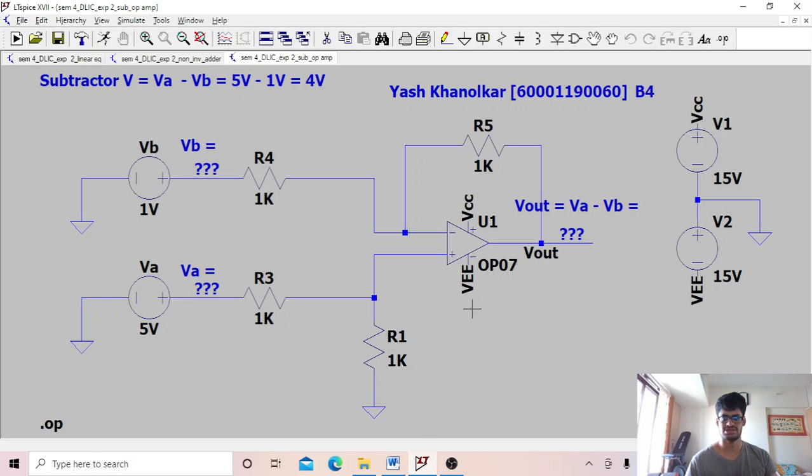As you might have guessed, in the subtractor circuit, the output voltage is the difference between the input voltages. So V out here is VA minus VB. And in this circuit, we use four resistors. The feedback resistor R5, R3 and R4 as the input resistors, while R1 is the bias compensation resistor. VA and VB are the input voltages, and VEE and VCC are the supply voltages.